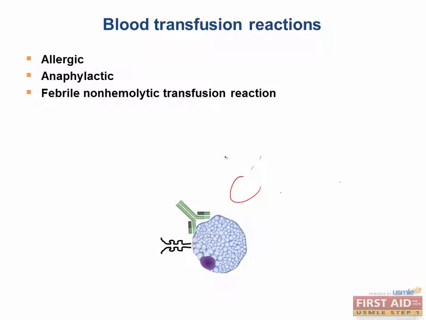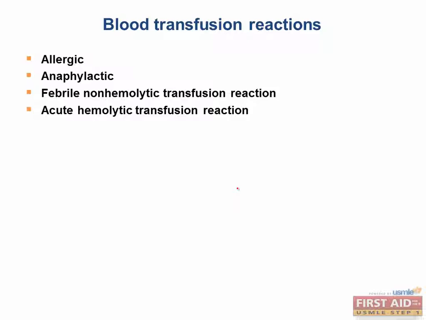C5a will be around, and also because these antibodies are binding to white cells, these white cells will release cytokines. So what would cause a fever? What would make someone febrile? What interleukin? Interleukin 1. Very good. Remember, it releases prostaglandin E2 in the hypothalamus. So that's that one.